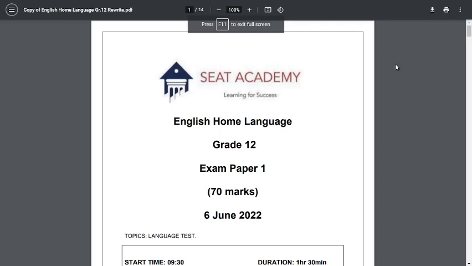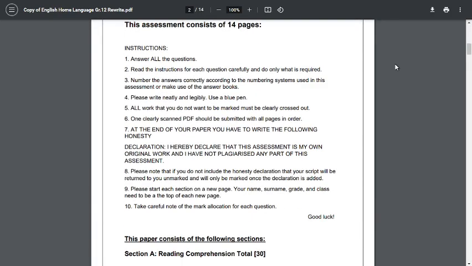Hi guys, today we're going to be doing some revision. We're going to be looking at an exam paper 1. Okay, so the first part of any exam is to read the instructions very carefully.